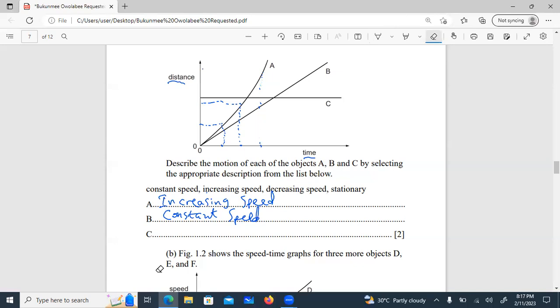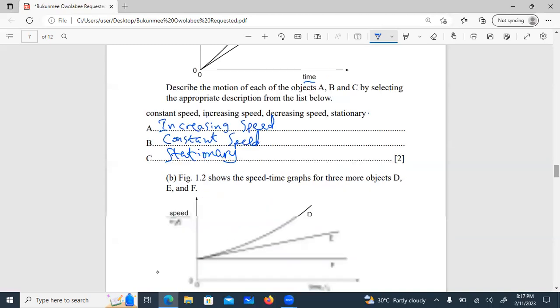Now the third one, C. Look at the slope of C. What do you notice? C is a horizontal line. And when you have a horizontal line on a distance-time graph, what does that mean? It simply means the object is stationary, it's not moving. So you write stationary for C. So C is stationary. That's all. Easy.